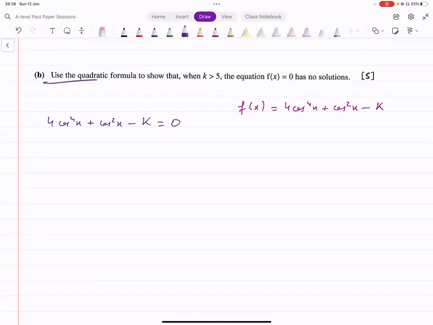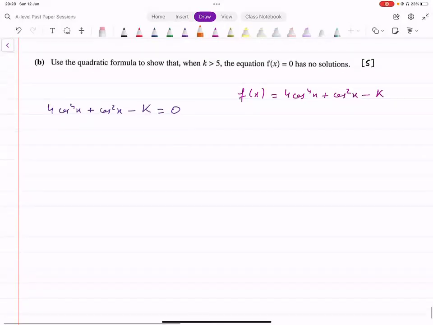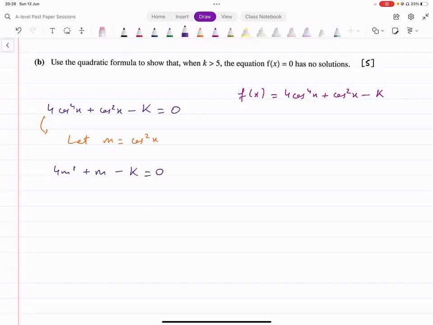Okay, and we have to use the quadratic formula for this. Now, how is the quadratic formula relevant? It's because this can be written in quadratic form, just like we did in the earlier part. We can let another variable, let's say m equals cos square x, and that makes it a quadratic equation. So we get 4m square plus m minus k equals 0. This is the quadratic equation that we've got.